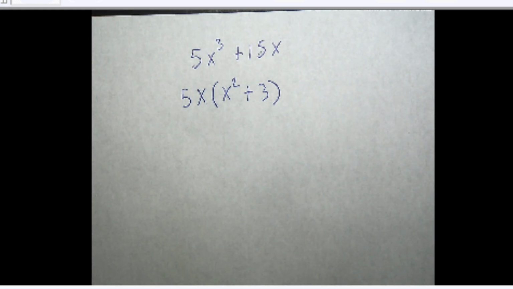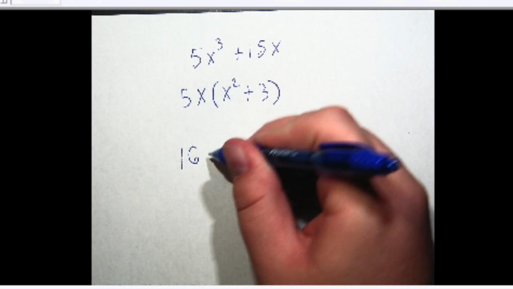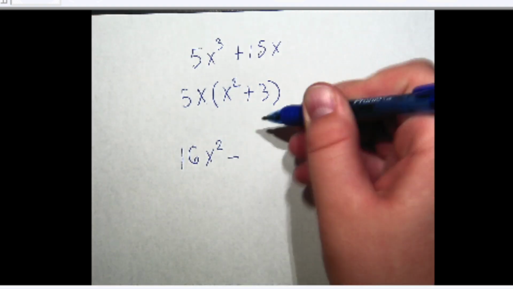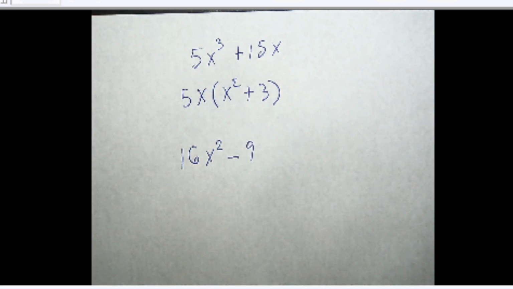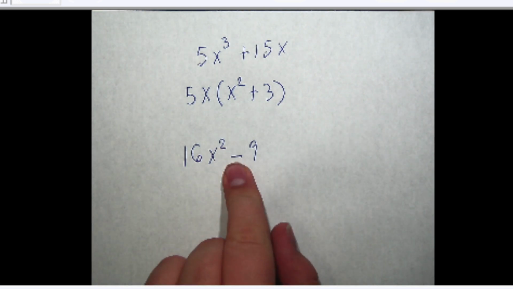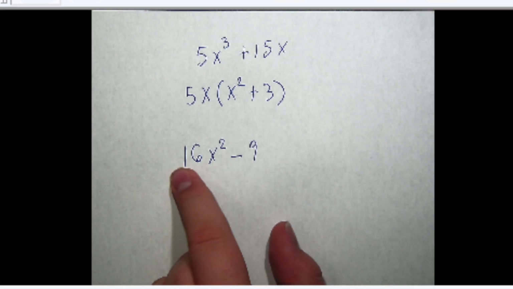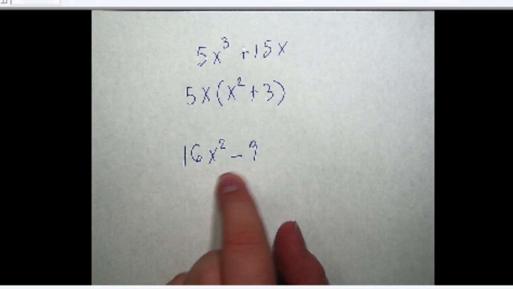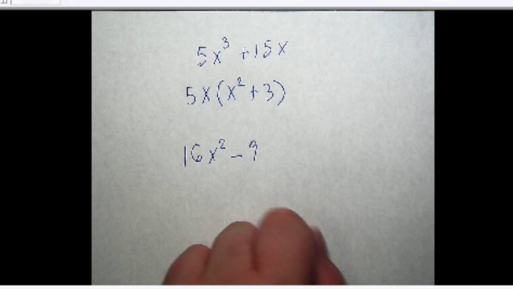The other type of factoring that we've talked about is sort of a special case. So if we have something like 16x to the second minus 9, this is a polynomial in a special form called a difference of squares. Difference because between these two terms we're subtracting. And of course squares because all of these numbers are perfect square numbers. So 16 is a perfect square of 4, x squared is a perfect square of x, 9 is a perfect square of 3.